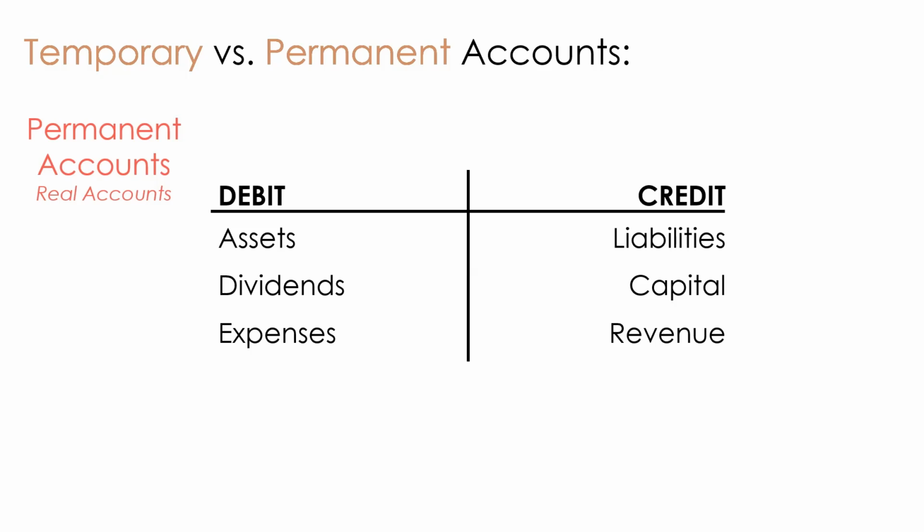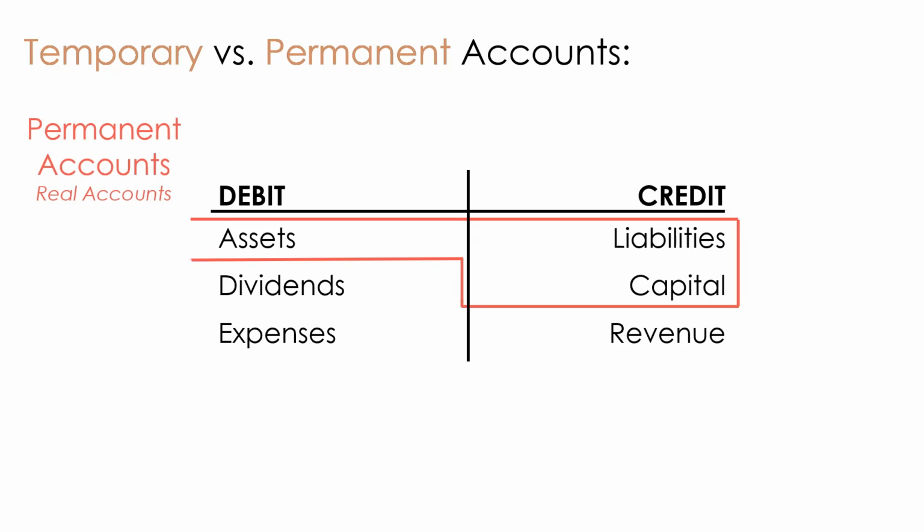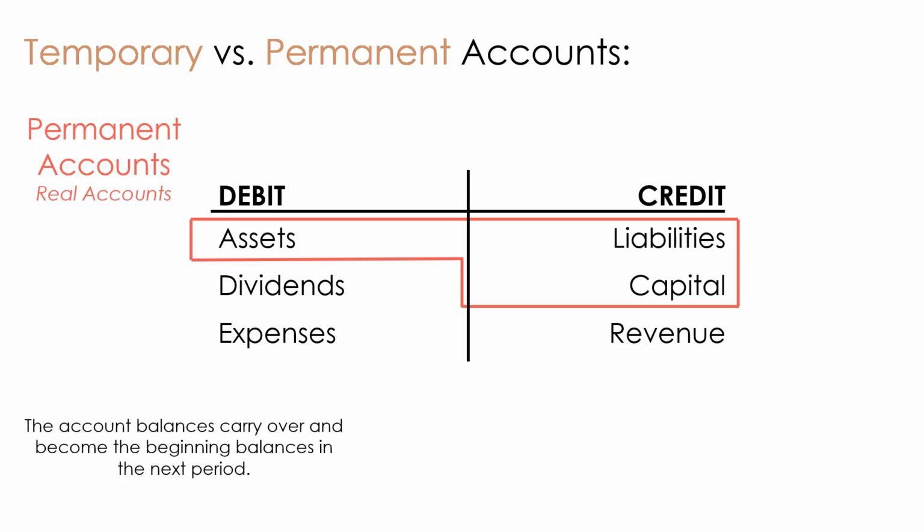Permanent accounts, also known as real accounts, like assets, liabilities, and capital, are recorded on the balance sheet. Their balances carry forward to the next period, meaning the ending balance of one period becomes the beginning balance of the next.